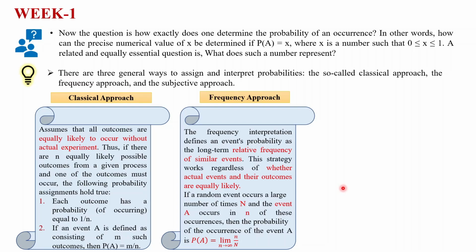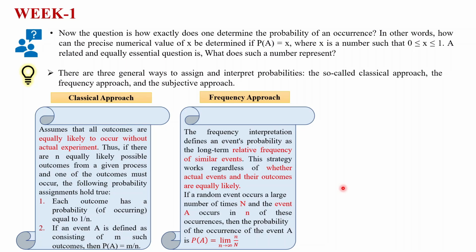Another is the frequency approach. The frequency interpretation defines an event's probability as the long-term relative frequency of similar events. In the classical approach, one example is tossing a coin. We say the probability of head is 0.5 because there are only two possible outcomes, head and tail. What is the probability of head? That is one outcome out of two, that is 1 by 2. Similarly for tail.